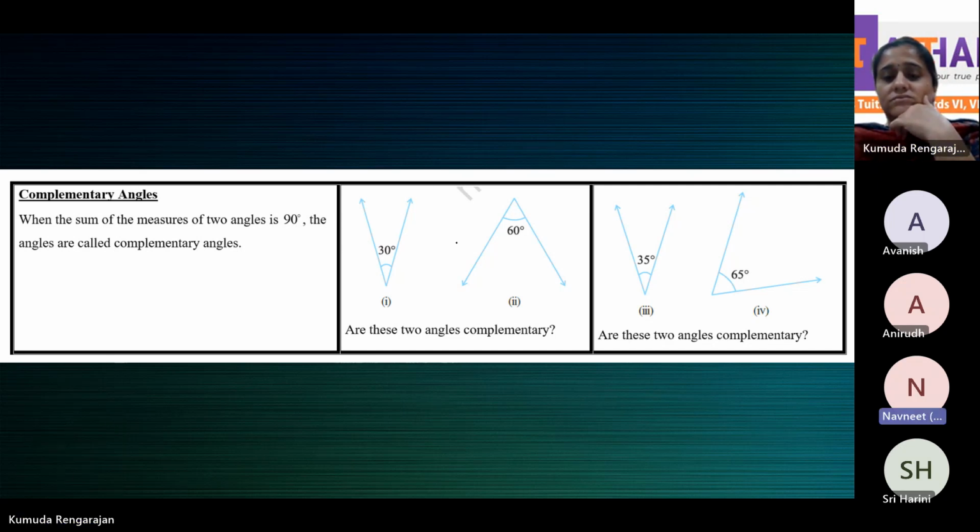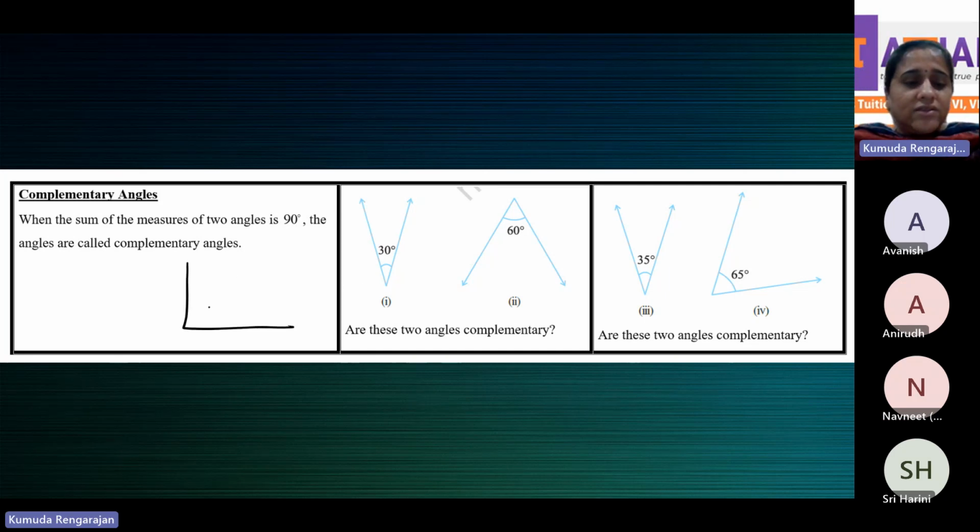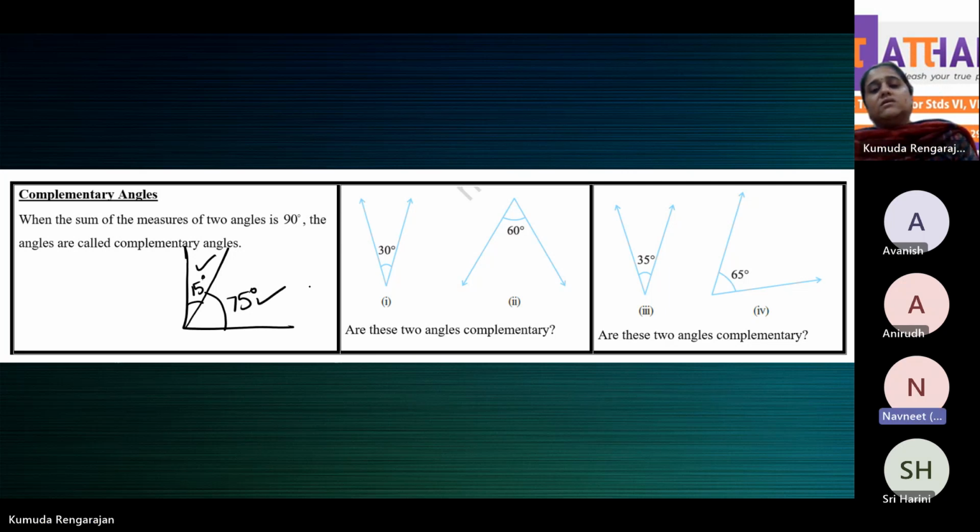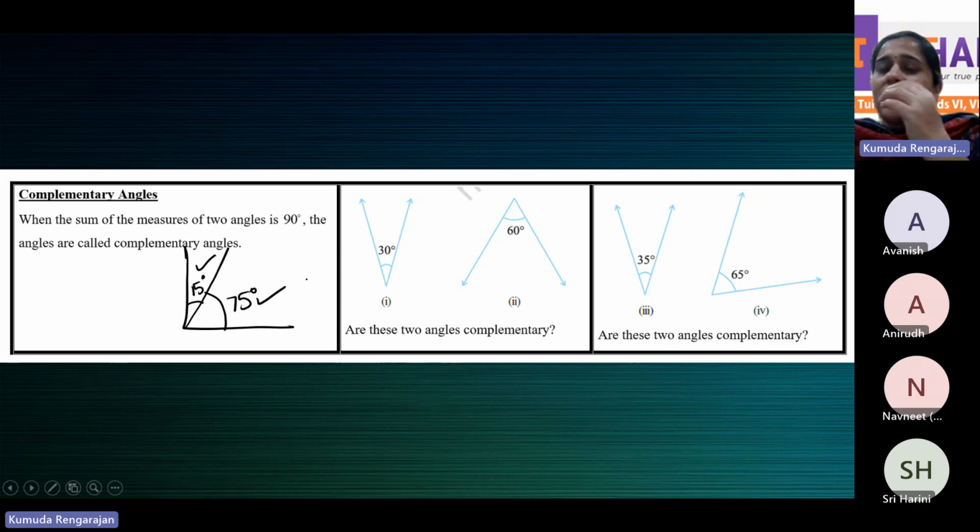Ma'am, but they're not attached. No, they need not be. They can be two different angles, or they can be in the same figure. Suppose there's an angle here which is 15 degrees, and this angle is 75 degrees. Now what is 75 degrees plus 15 degrees? 90 degrees. So here also these two angles are complementary angles.